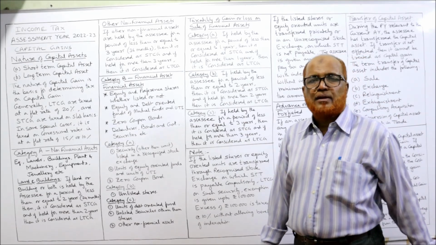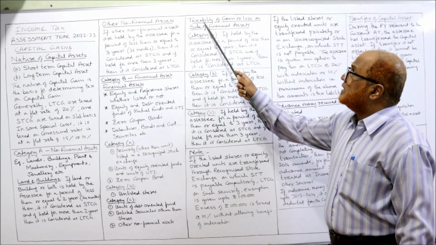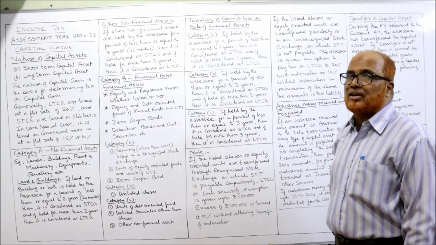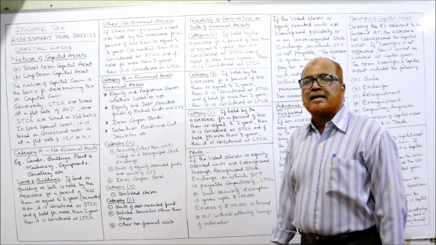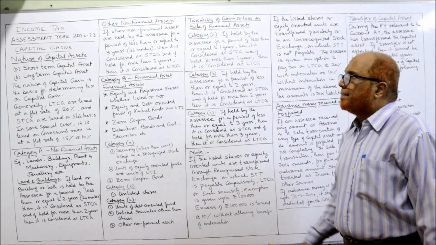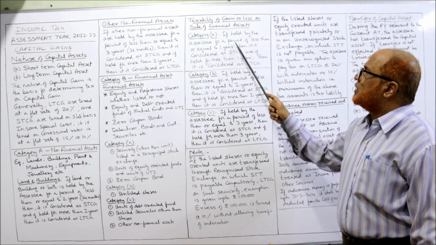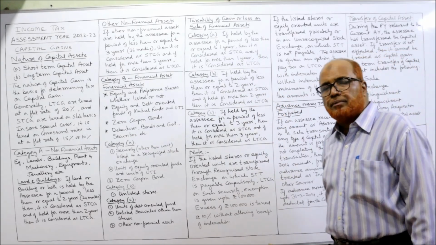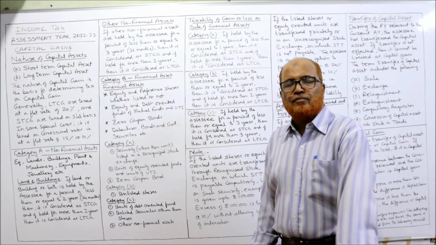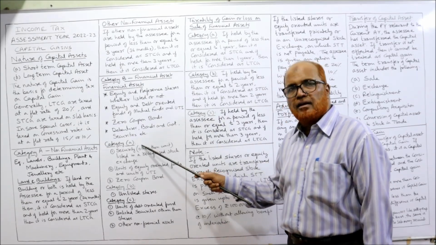Now what is the taxability? Taxability of gain or loss on sale of financial assets. If these financial assets are sold, then what is the taxability? Category A. If held by the assessee for a period of less than or equal to 1 year, then it is considered as short-term capital asset. Holding period is 1 year. For which assets? A category.